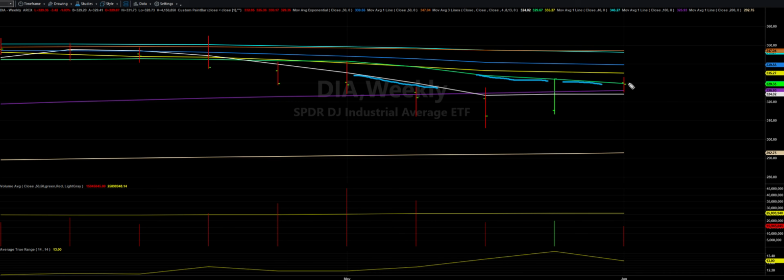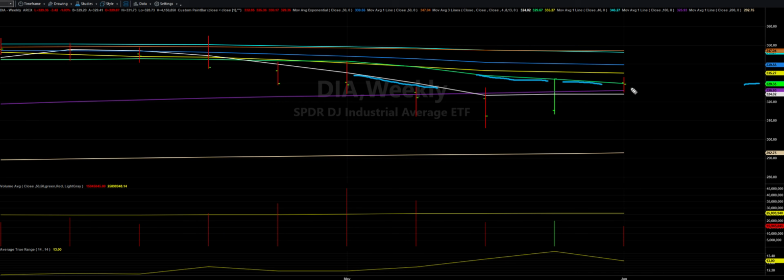For the DIA, that 8-week moving average is at 329.35. Our pivot point is 332.87. So 329 is just a little bit below our pivot point. Now we need to get above that 8-week moving average, and we need to close above that 8-week moving average.